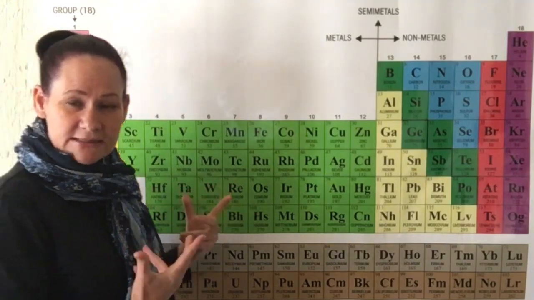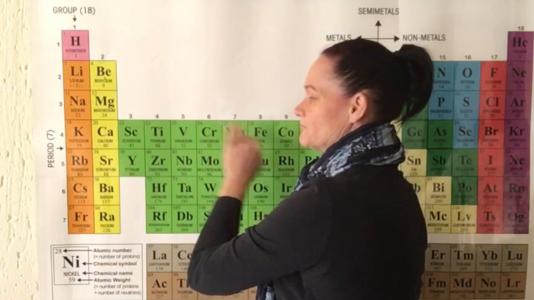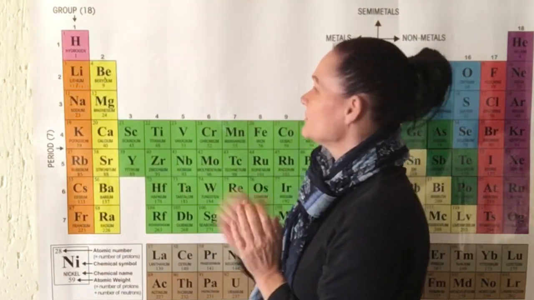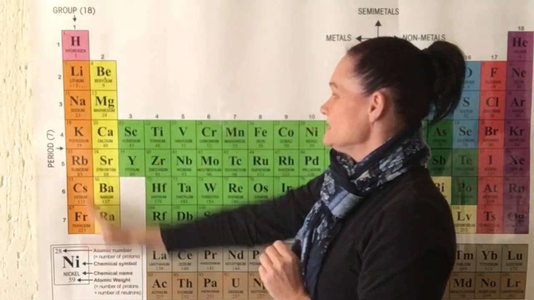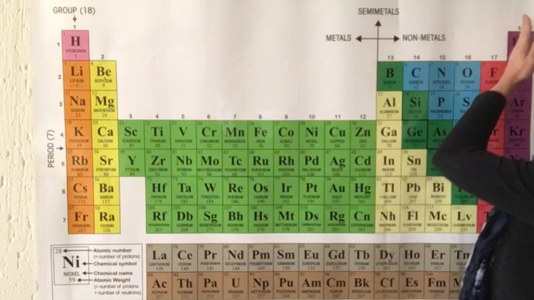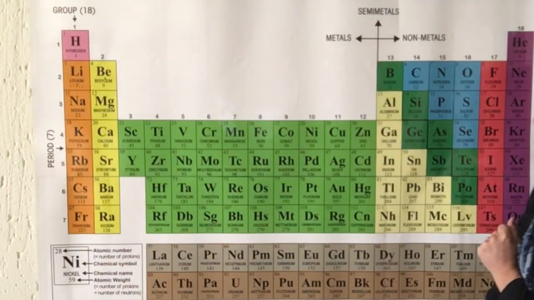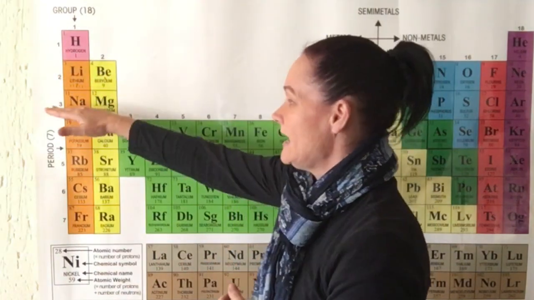Now luckily for us, the periodic table is broken down into columns and into rows. We call these columns groups. There are 18 of them. These columns or groups run all the way up until 18. And the periods or the rows run horizontally, and there are 7 of them.